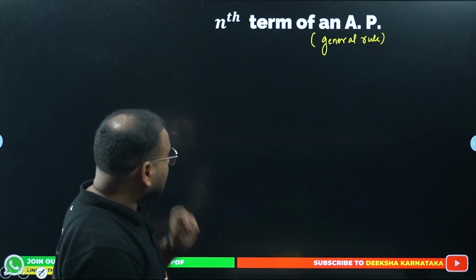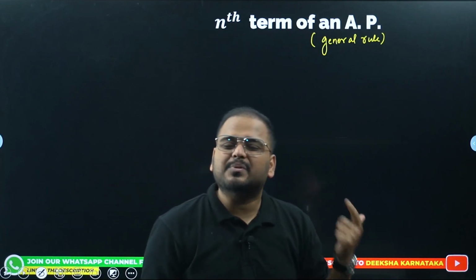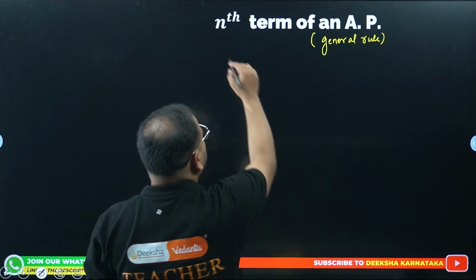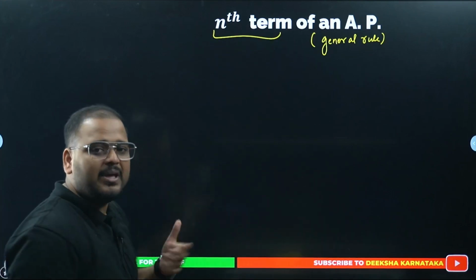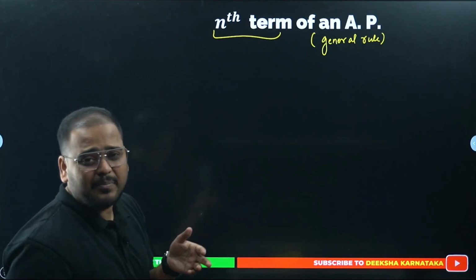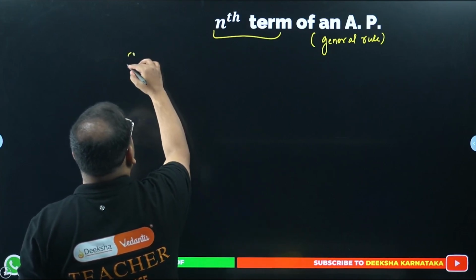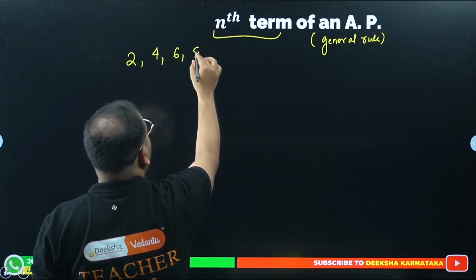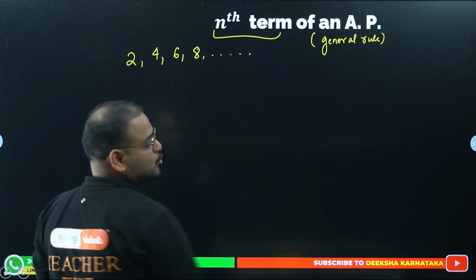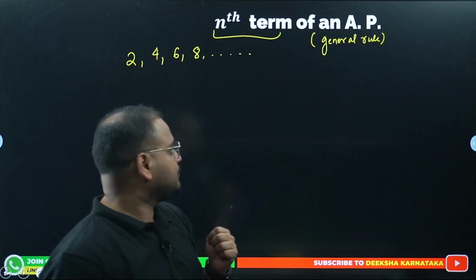All right, so nth term of AP. What is the meaning of nth term, sir? I don't get this statement. What does this nth term mean? All right, let me write an AP, then we'll see. Let's write the simplest AP: 2, 4, 6, 8 and so on.